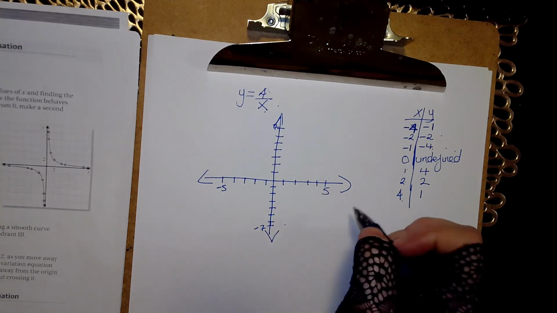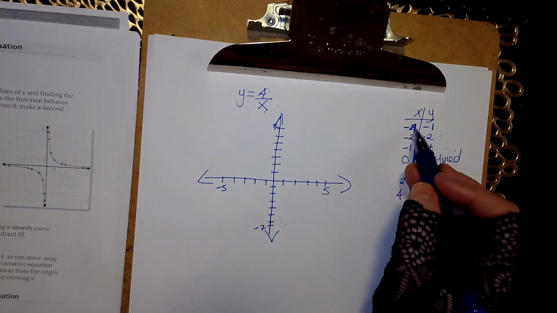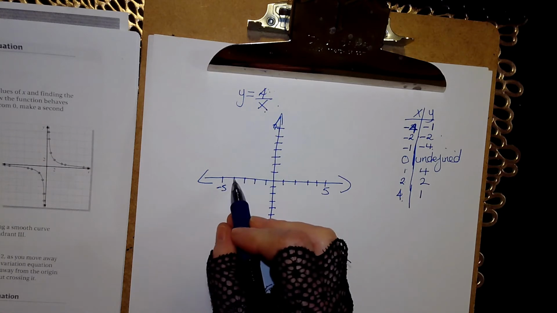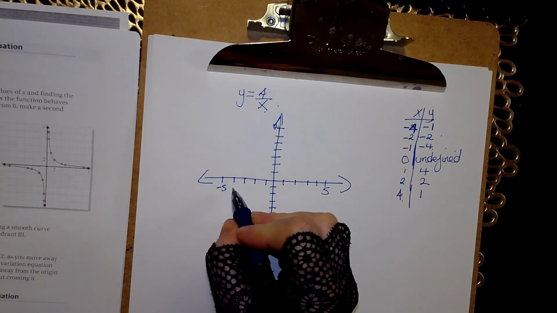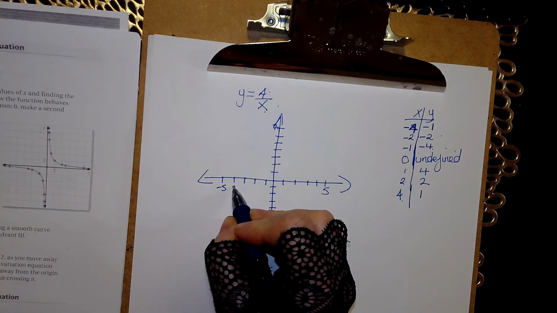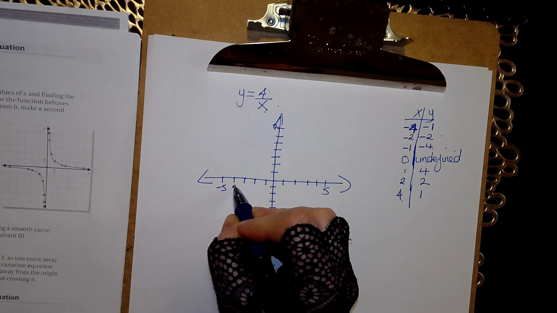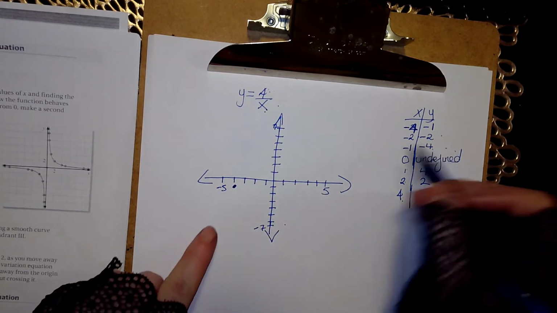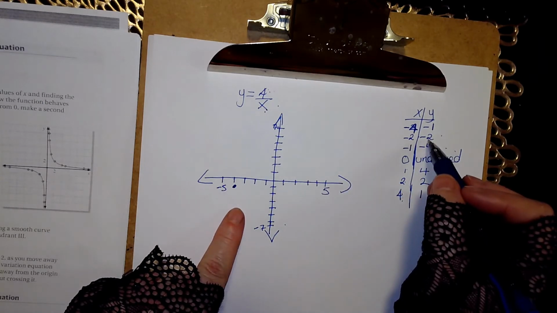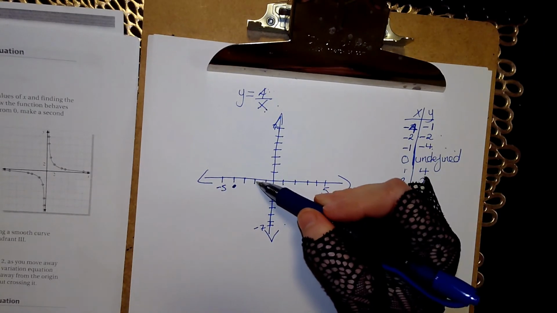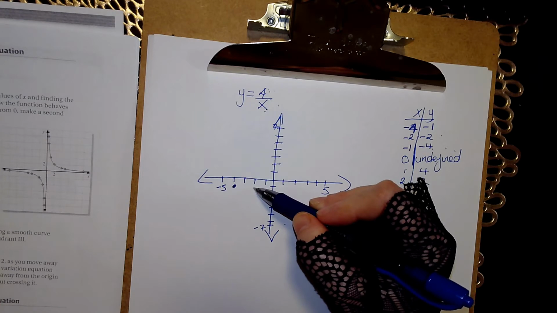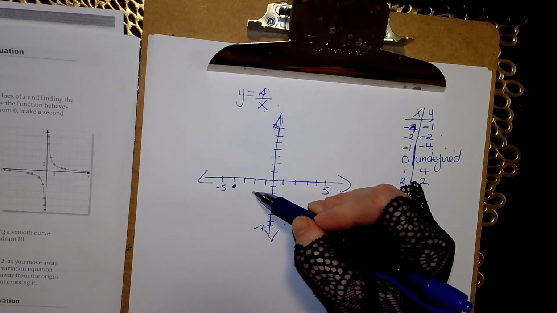Okay, so here we go. We're going to start graphing. At -4, which is here, we're at -1. So right here. At -2, we're going to -2. So at -2, we're going down to -2, which is right about here.